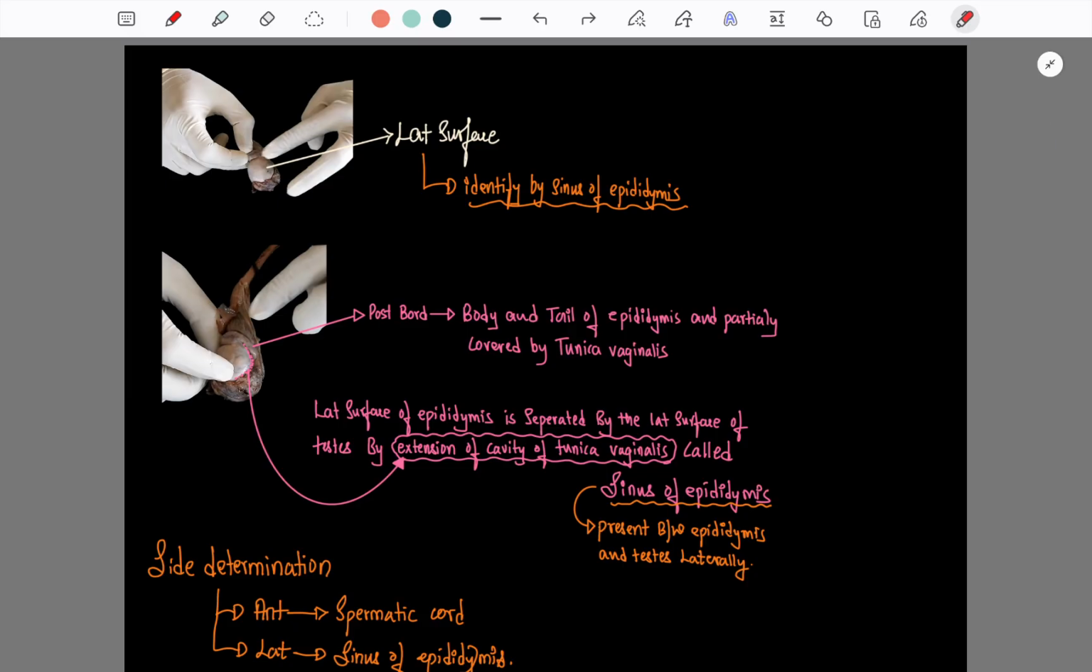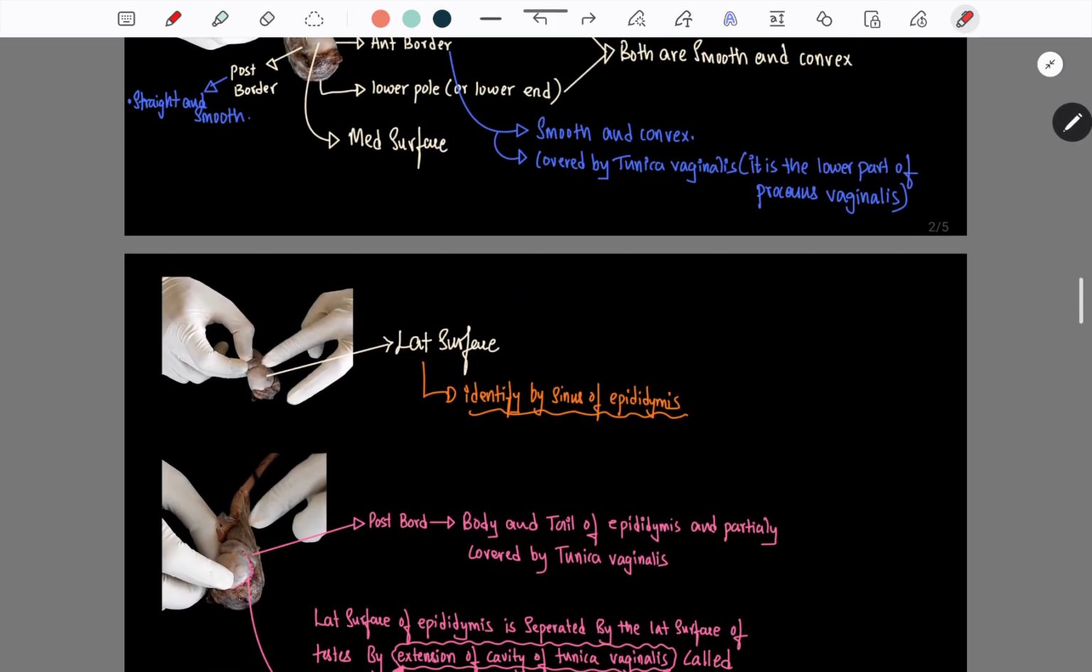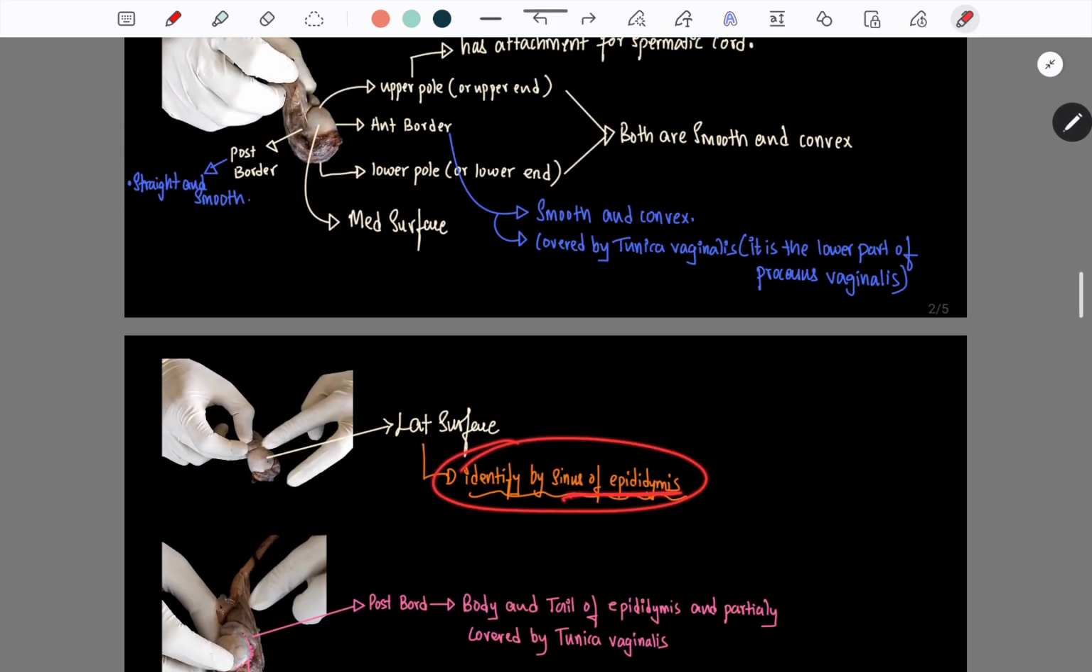So here the epididymis lateral border or lateral surface and the testis lateral surface are separated by an extension of the cavity of the tunica vaginalis called the sinus of epididymis. Very important. This gap-like structure is called the sinus of epididymis, present between the epididymis and testis laterally. This is the landmark for identification of the lateral surface of the testis, that is side determination. So the lateral surface is identified by the sinus of epididymis.